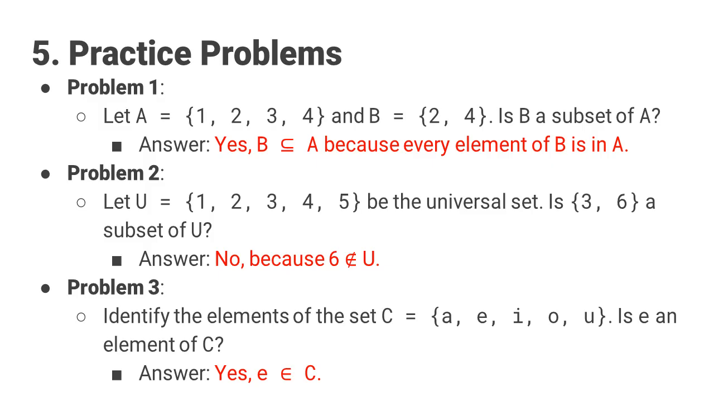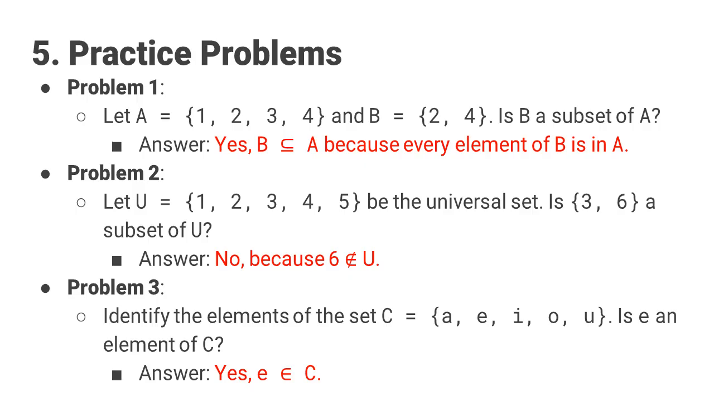Okay, first problem, let A equal the set of 1, 2, 3, and 4, and B equal the set of 2 and 4. The question is, is B a subset of A? So we check, is 2 an element of A? Okay, so 2 being an element of B, is it an element of A? Yes. We continue, is 4 an element of A? Yes. So these are all the elements of B, and both of them are elements in A. Therefore B is a subset of A.